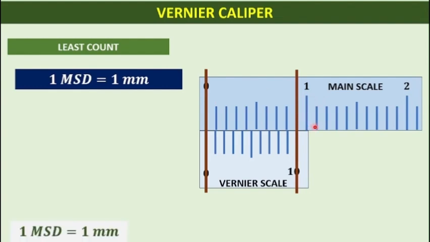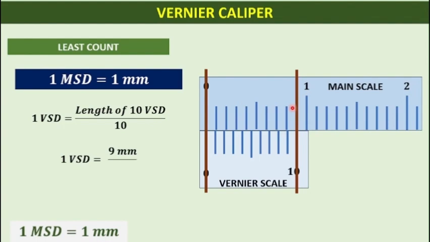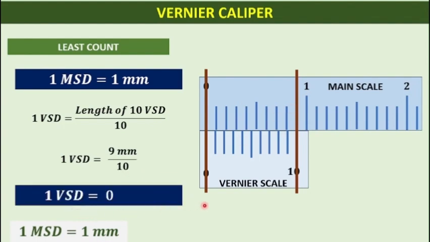Now we have to find what 1 VSD is. 1 VSD equals the length of 10 divisions divided by 10. The length of 10 divisions is 9 mm over 10. So 1 VSD equals 0.9 mm. These two data are very important in the vernier caliper. Let us keep them here in the corner. Let us find the least count.